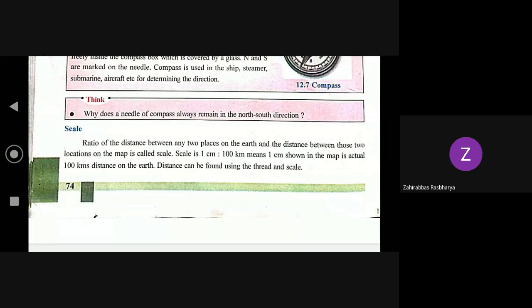You can use the scale to locate any two places on the earth, and the distance between those two places or locations on the map is called scale. The ratio of all this. Scale is 1 centimeter is to 100 kilometers, where 1 centimeter shown in the map is actual 100 kilometers distance of the earth. Now distance can be found using a thread and a scale.